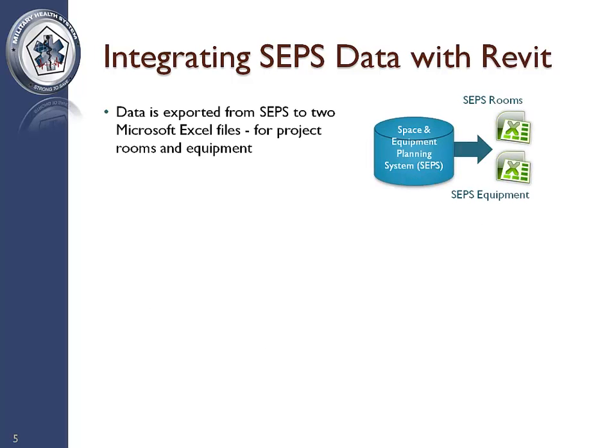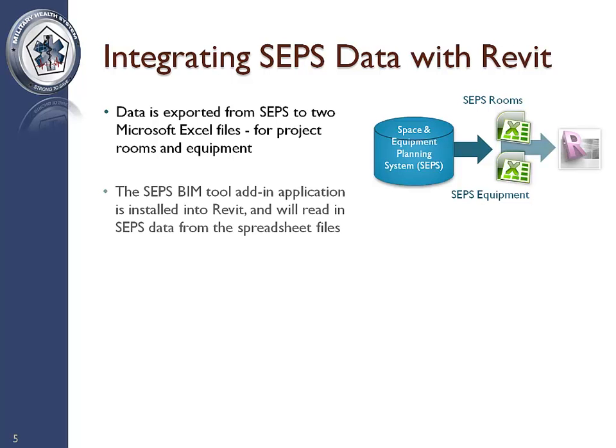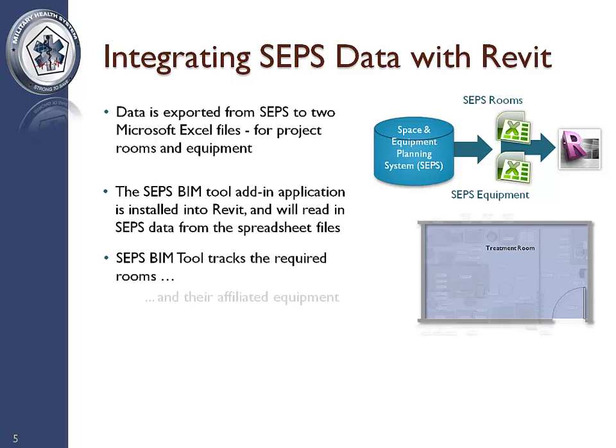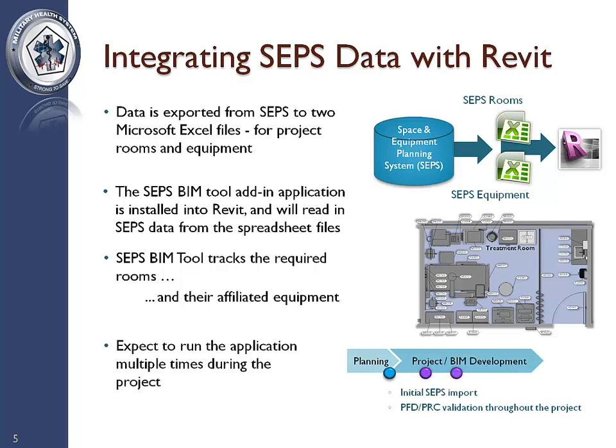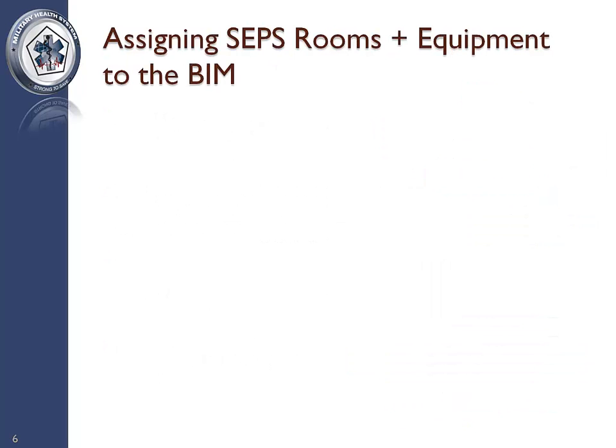To integrate SEPS data with Revit, SEPS data is exported to two Microsoft Excel files, one for project rooms and another for medical equipment. The Revit SEPS BIM tool is installed on the user's Revit workstation and will be used to integrate SEPS data with BIM. The SEPS BIM tool tracks the required rooms and their affiliated equipment. During the course of a project, the SEPS BIM tool application will be used multiple times.